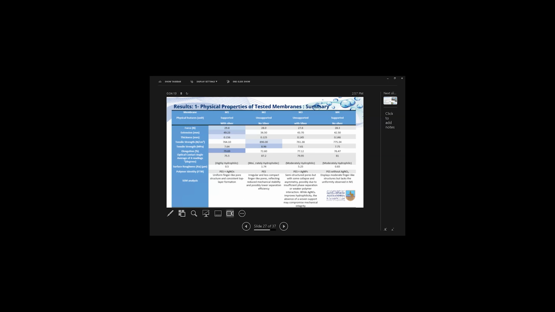Physical properties of the tested membranes are as follows. We have, as mentioned earlier, the superiority of M1. The OCA is the best among them. It has the best hydrophilicity compared to the other three. It also has the least surface roughness, and its structure was finger-like. It was the best structure, and coarse, compared to the other membranes.